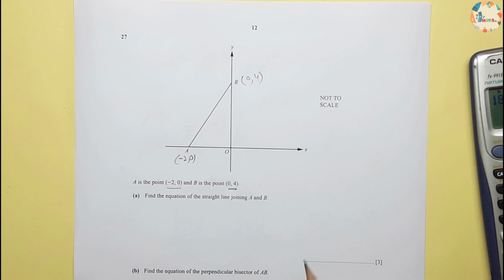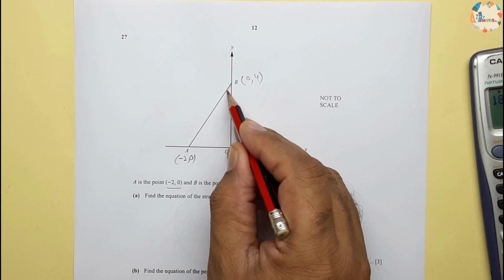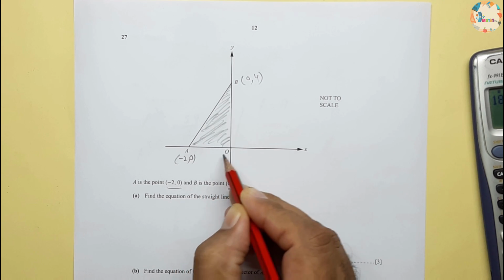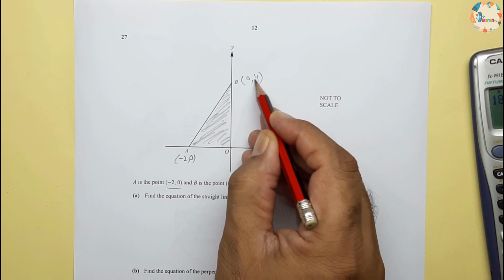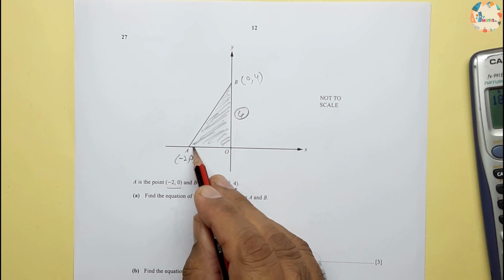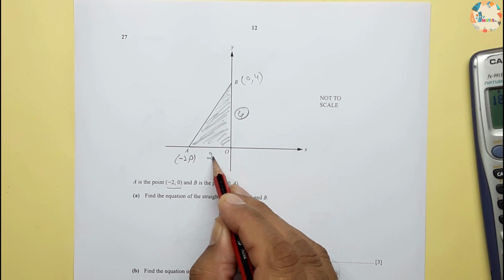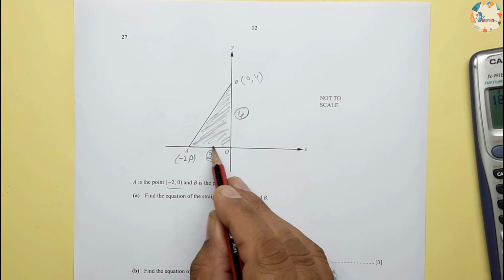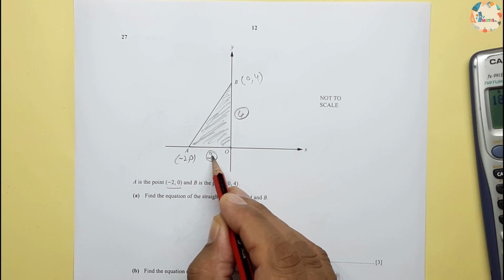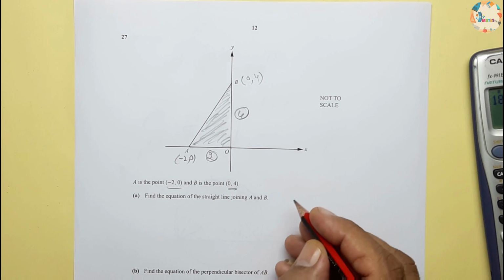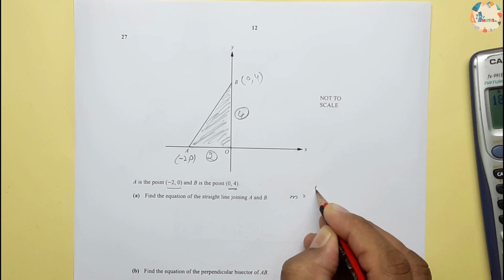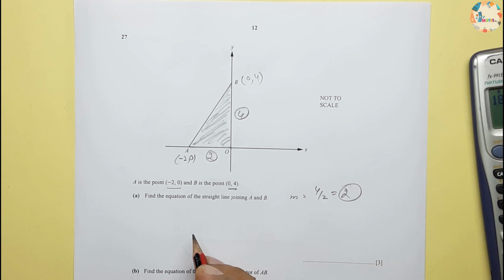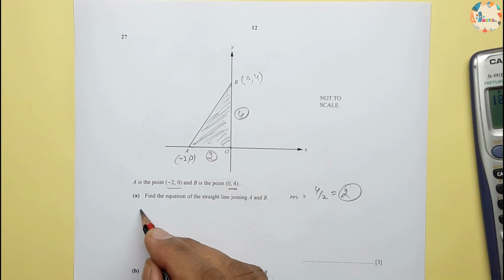For the equation of a straight line, we require the gradient, and for the gradient we can consider this triangle. Rise will be this side, the y value, so this side is 4, and run will be this side. Because it is on the left side we take the magnitude, so this length is 2, so I'm taking it positive. So m will be equal to 4 by 2, rise over run, which is equal to 2. So the m value is 2.